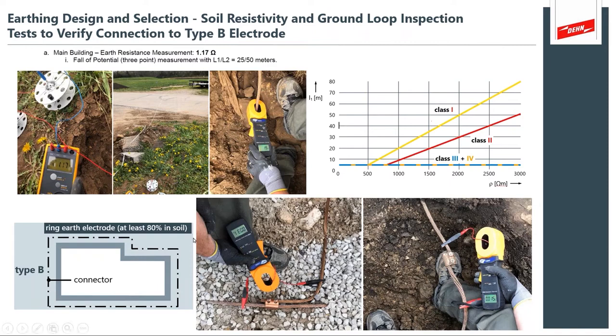What's nice about the illustrations and photographs on this is it contributes to the design and implementation of your earthing system. And then when the installation is in process, you can inspect for ground loops to make sure that you've got interconnections between the electrodes and the grounding system.